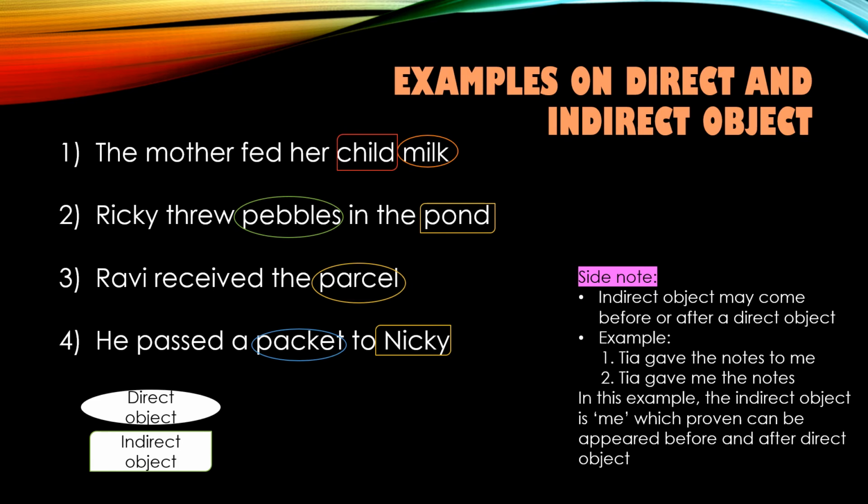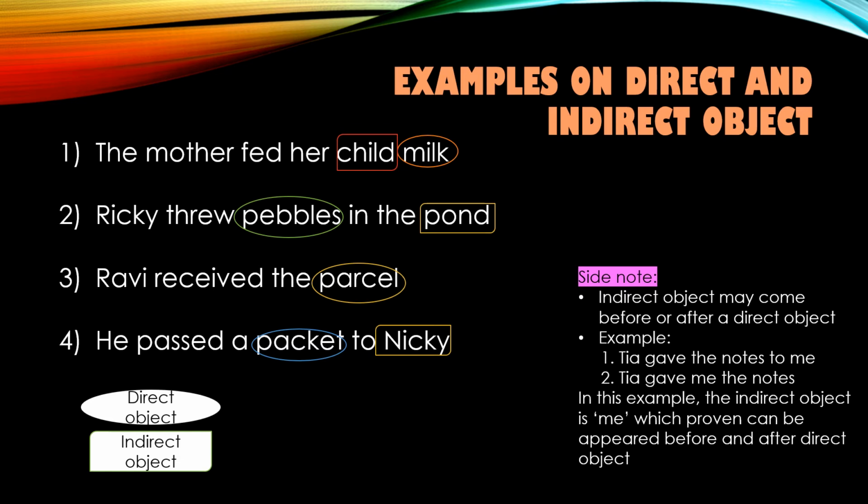Second, Ricky threw pebbles in the pond. So Ricky threw what he threw? He threw pebbles. So the direct object here is pebbles. Where he threw? He threw in the pond. So the indirect object is the pond. Third, Ravi received the parcel. Ravi received what he received? He received the parcel. So the direct object is parcel. There is no indirect object in the sentence.